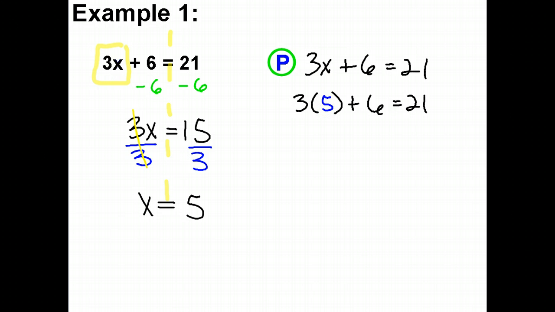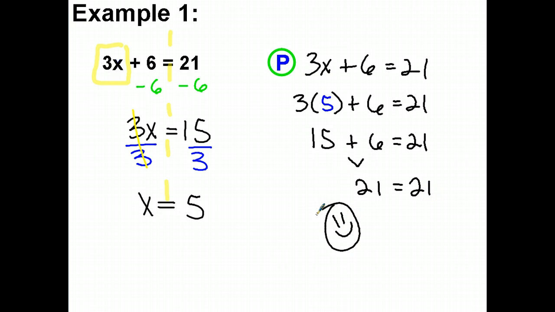And then we follow the order of operations to evaluate our expression. Here, I have multiplication and then addition, so we're going to multiply first. This would equal a product of 15, plus 6 equals 21. And then 15 plus 6 would give us 21 equals 21. And as always, we are very excited that we got the correct answer.